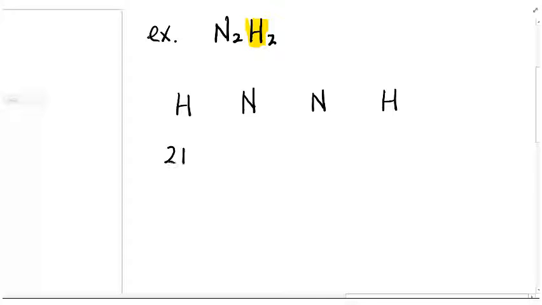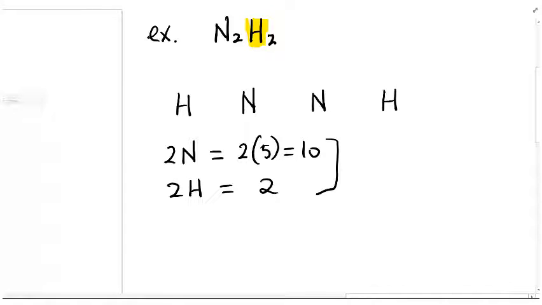So we have 2 nitrogen atoms, and look at the valence electrons for nitrogen. Looking at your periodic table, going across, you should see that they have 5 valence electrons. So 2 times 5, 10. And I have 2 hydrogen here, that means 2, right? Add them up, 12. So 12 divided by 2, that would give you 6 pairs of electrons.